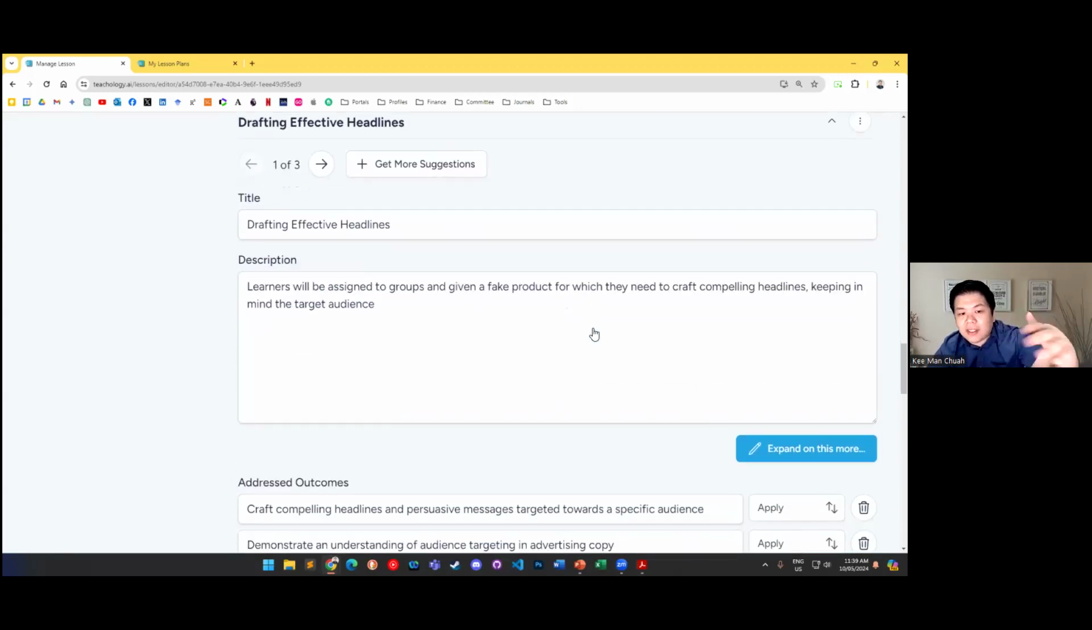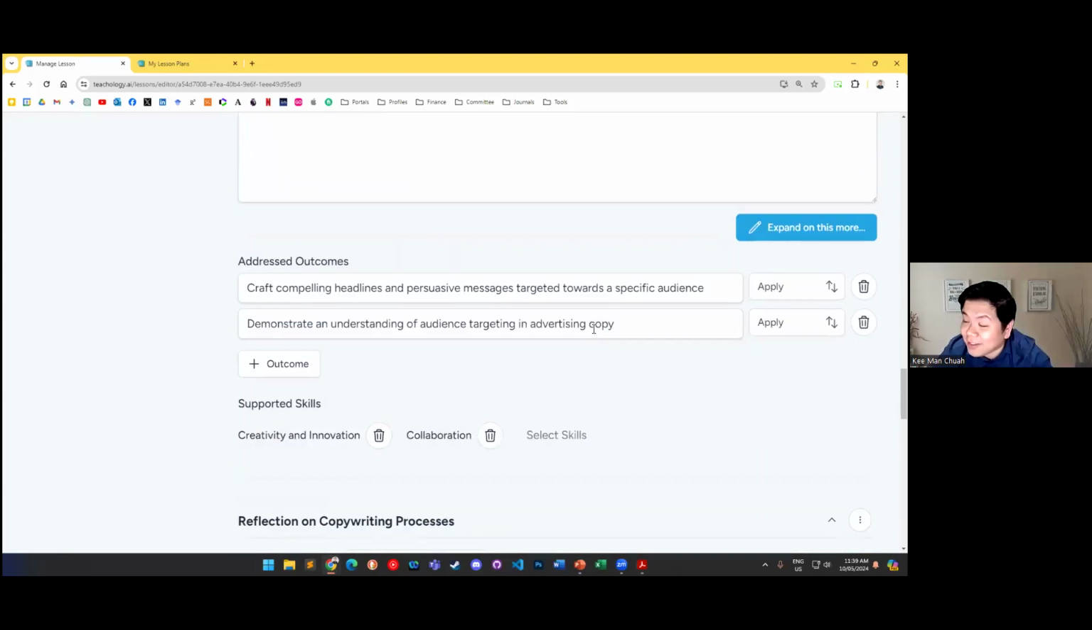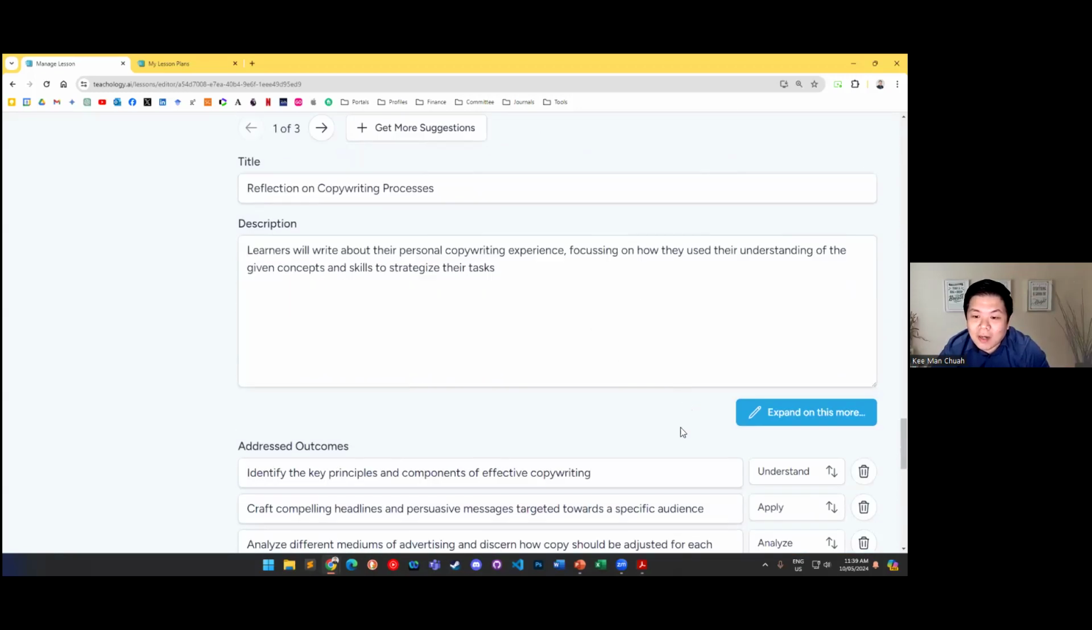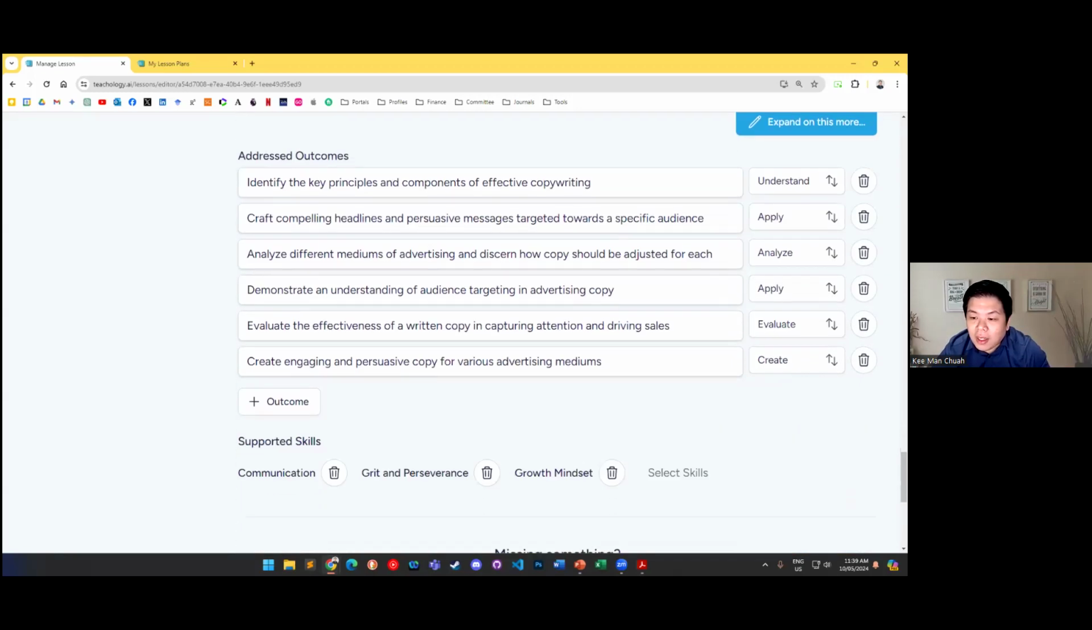So these are all activities that you can use. I'm not saying that you have to use everything. This is like an idea generation tool, and it helps you to align directly with your LO.